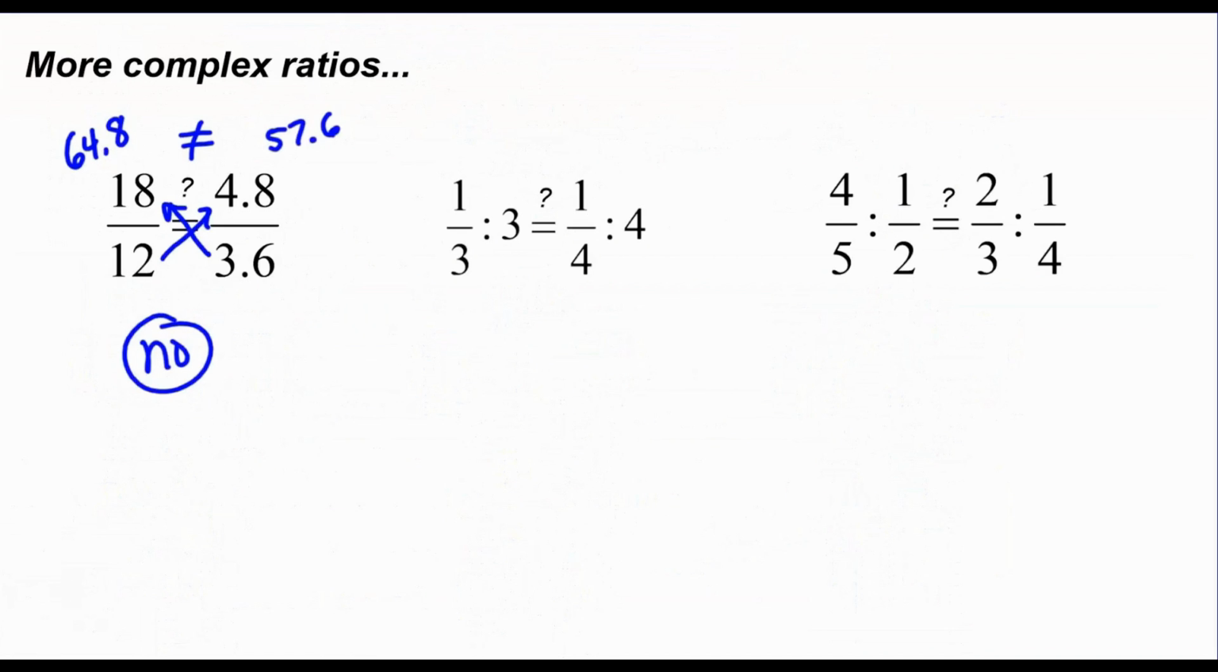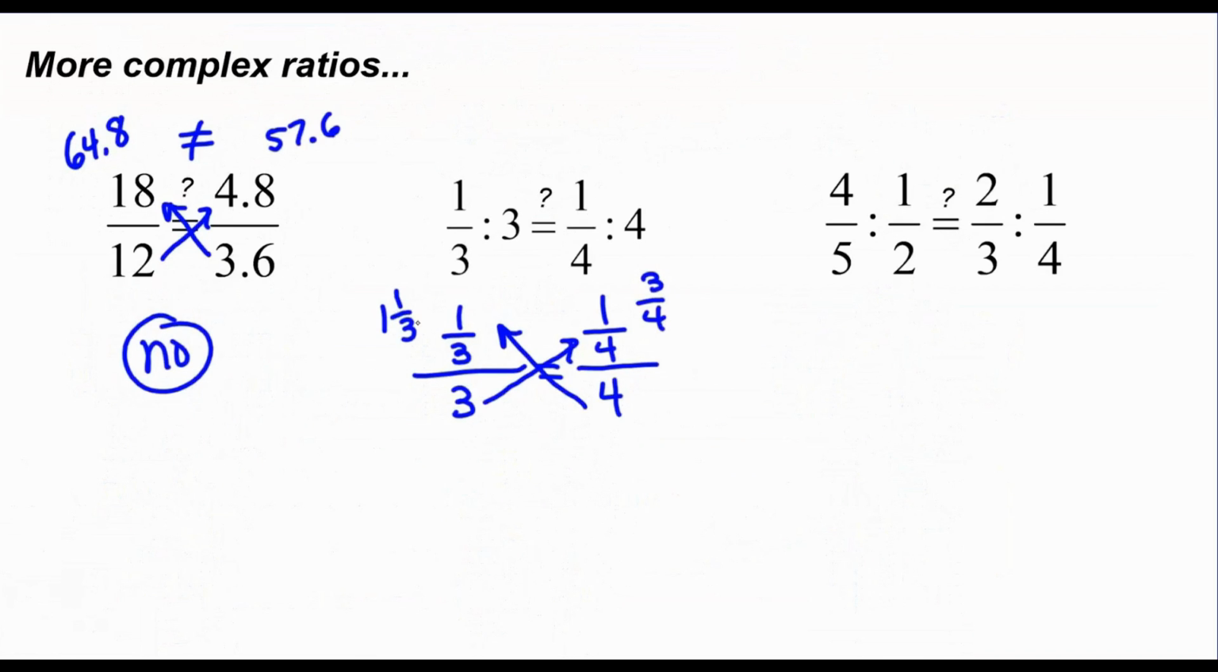They're not equal. Here we have two ratios written with the colon, so I'm just going to rewrite these as fractions, something we're probably a little bit more comfortable with. So 1/3 to 3 and 1/4 to 4. So here we have some complex fractions. We can still check the cross products here. And if we take 4 times 1/3, that's 4/3, or 1 and 1/3. And 3 times 1/4 is 3/4. And we can see that these two cross products are not the same thing. They are not equal. So no, those ratios do not form a proportion.